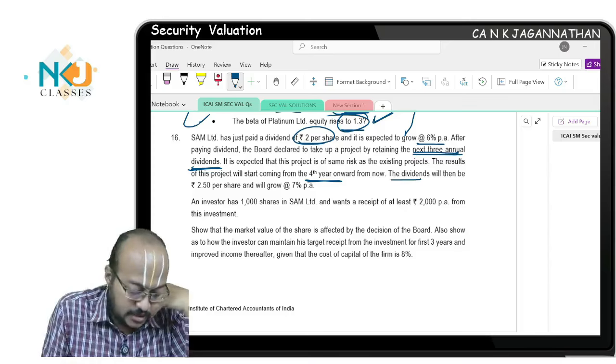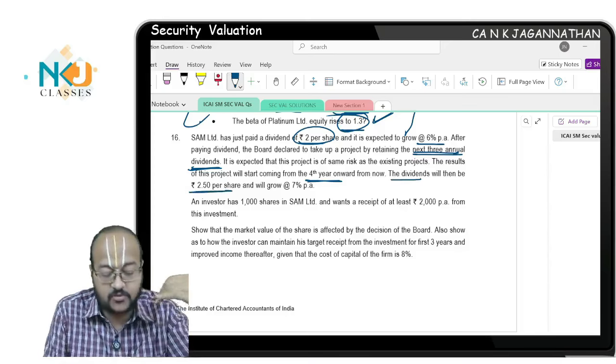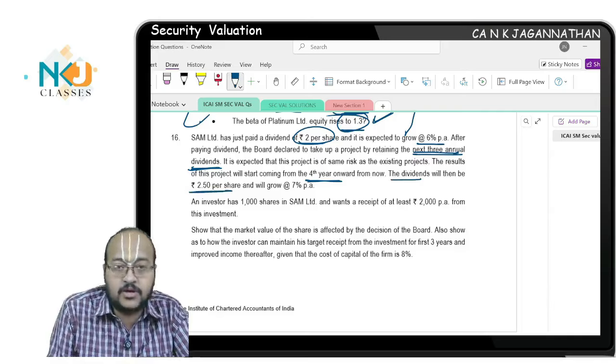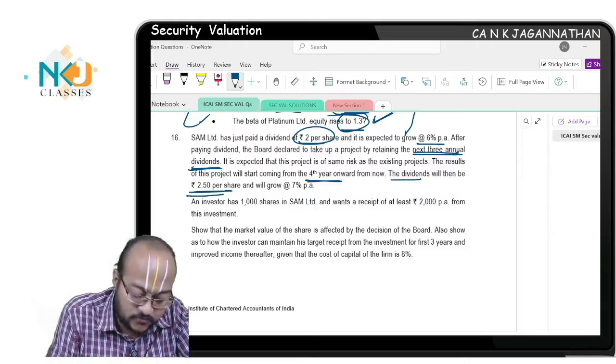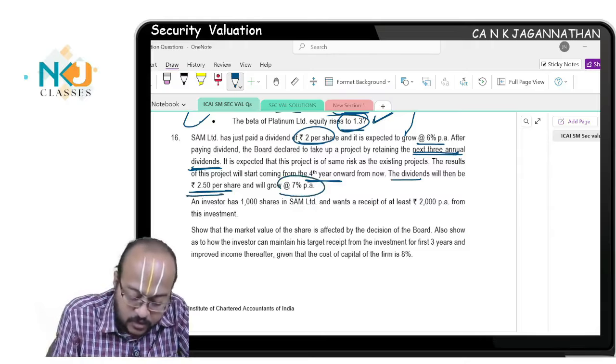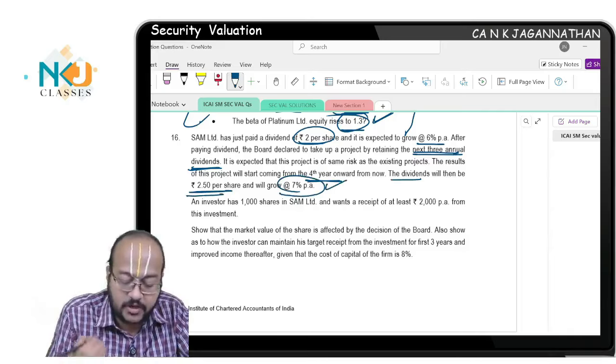The dividend will then be 2.5 per share. That is what they have given. From 2 rupees existing dividend, next 3 years no dividends, but from 4th year dividend is increased from 2 to 2.5, and it will grow at 7.5% per annum. Dividend growth will also increase.